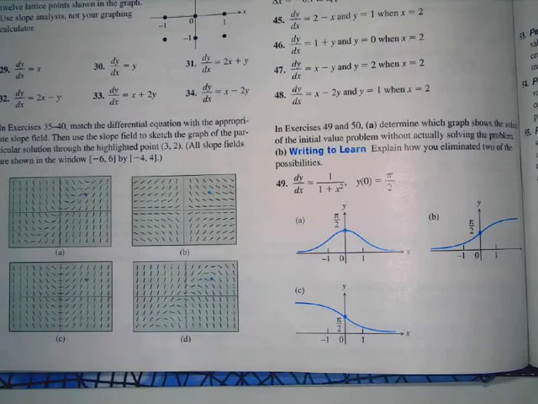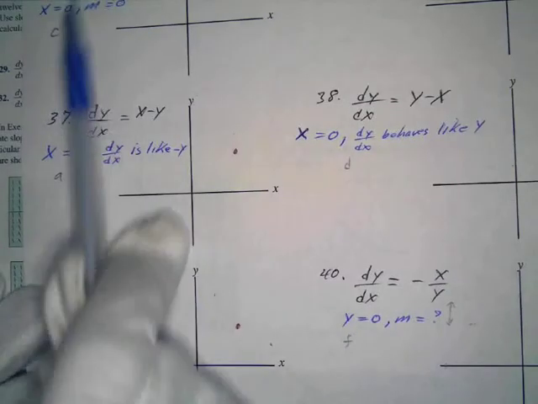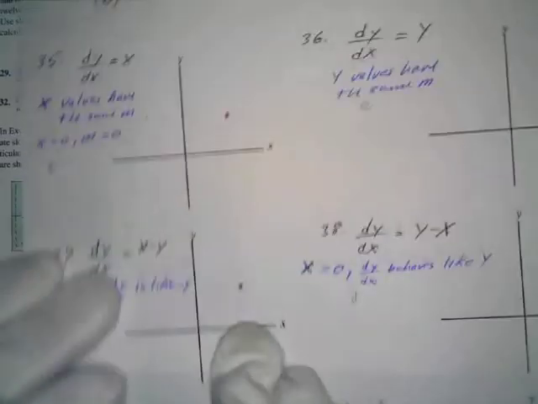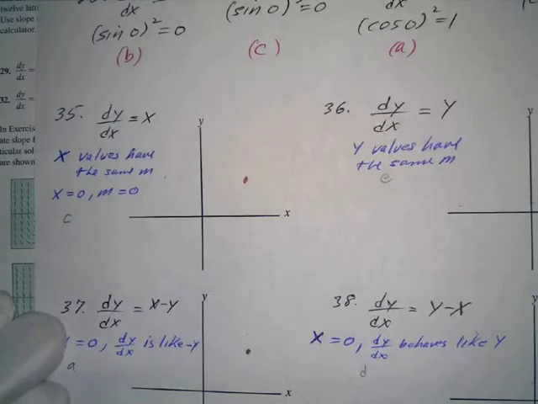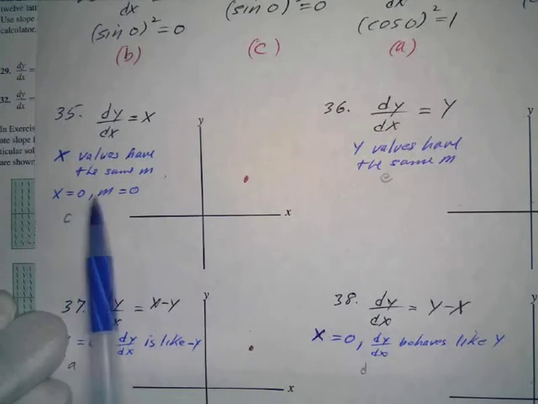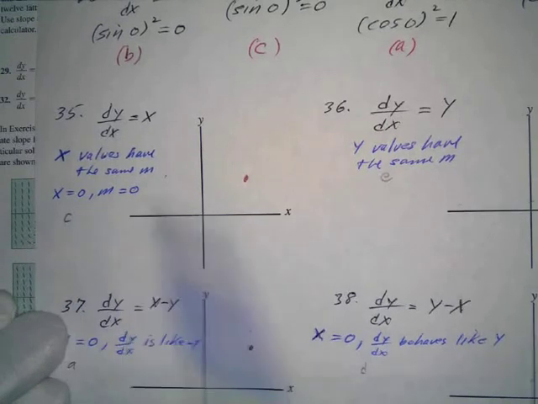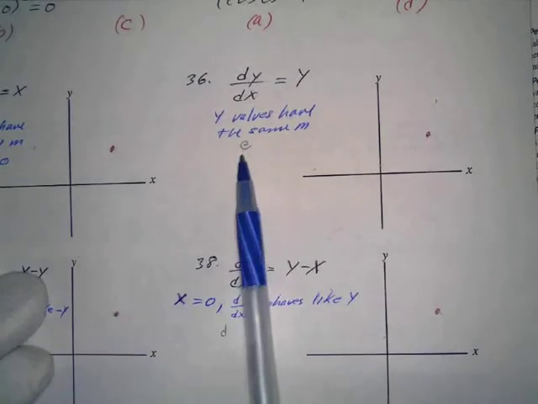Okay, so anyway, you can see here, 35 was C, and this is what I used. Let me do this up here. Okay, 35 was C, because the x values have the same slope, and x is 0. When x is 0, the slope is 0. And the y values have the same slope, so that's how I got E.